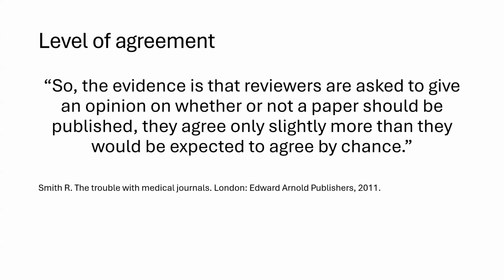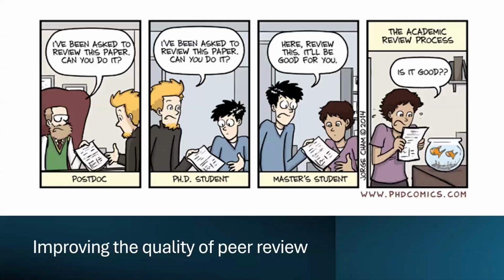The editor might review it themselves as a third reviewer if they've got time, or they might ask for a third opinion, maybe from somebody on the editorial board, or ask one of the other editors to have a look at it and help them with a decision. So that's kind of what happens behind the scenes. Improving the quality of peer review.